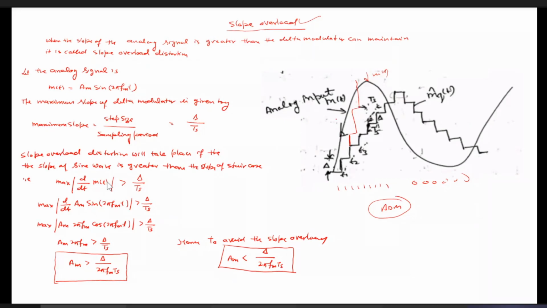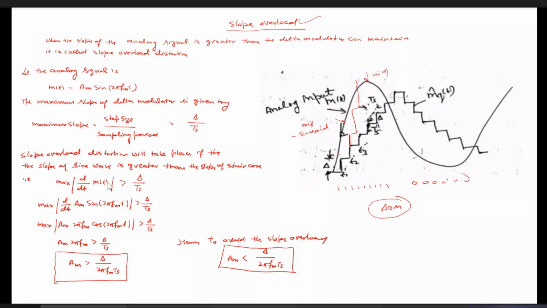Suppose this message signal m(t) is given by a sinusoidal signal. Then we want to find out what conditions will be satisfied so that we can avoid the slope overload distortion. First, we'll find out the conditions for which the slope overload will arise, and then we will calculate the conditions. The reverse of that will be nothing but the conditions in which we can avoid the slope overload.